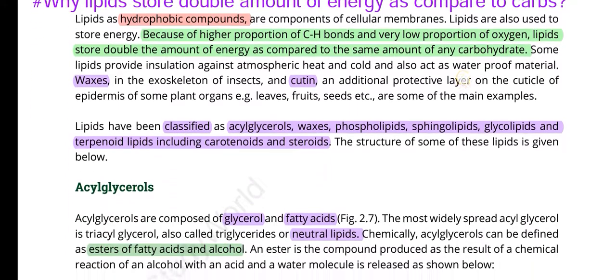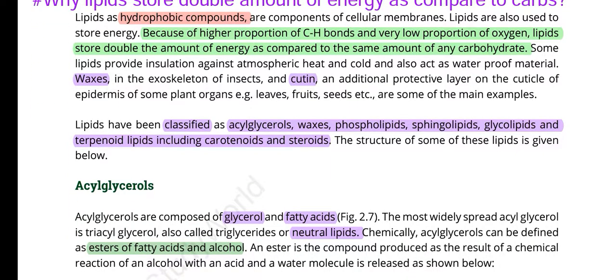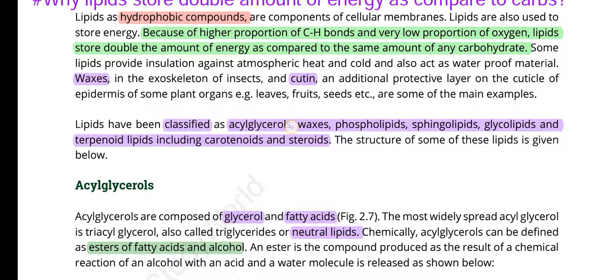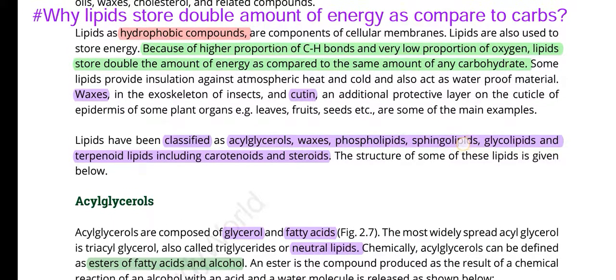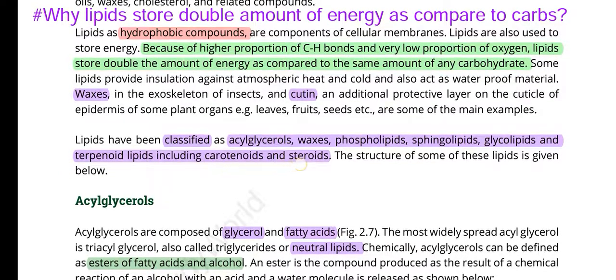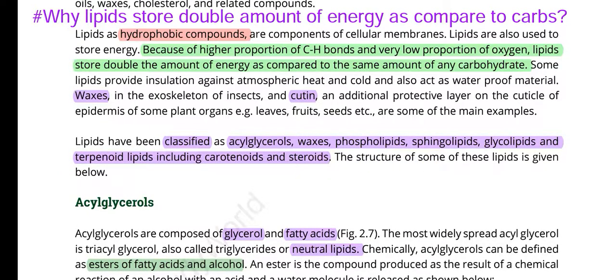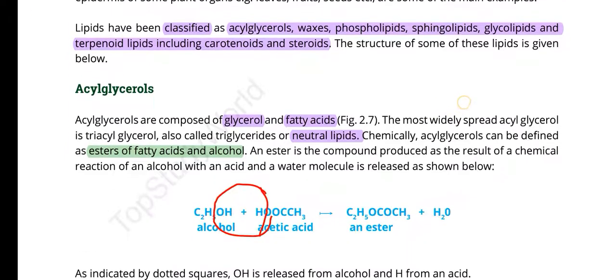Next is the classification of lipids, which is very important: acylglycerols, waxes, phospholipids, sphingolipids, glycolipids, and terpenoids including carotenoids and steroids. Let's start with the first category, that is acylglycerol.